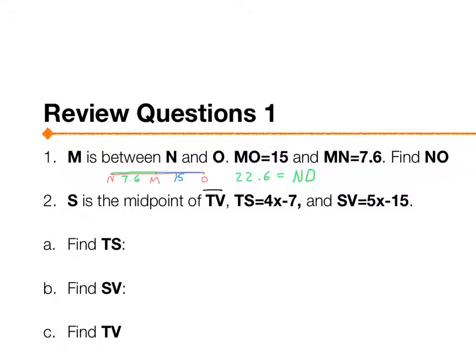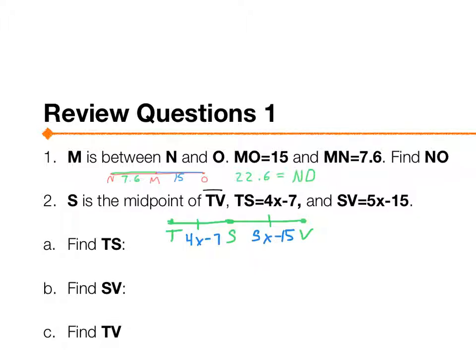S is the midpoint of TV. So let's draw the line. We have T and we have V, and we know S is the midpoint. So TS is congruent to SV. TS is equal to 4x minus 7, and SV is equal to 5x minus 15. What do we do next?